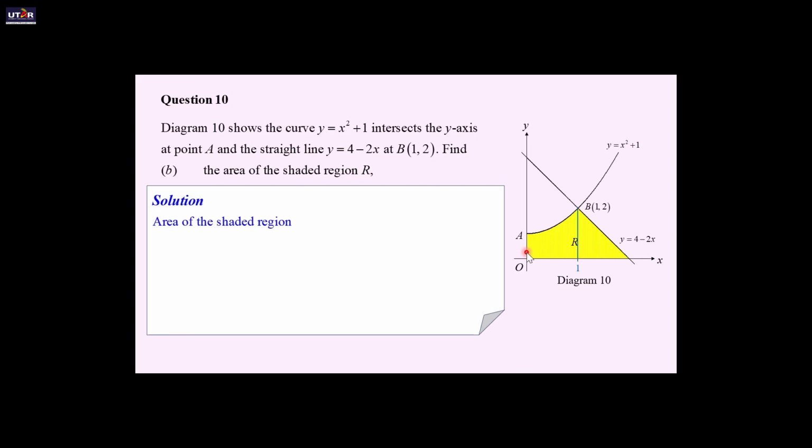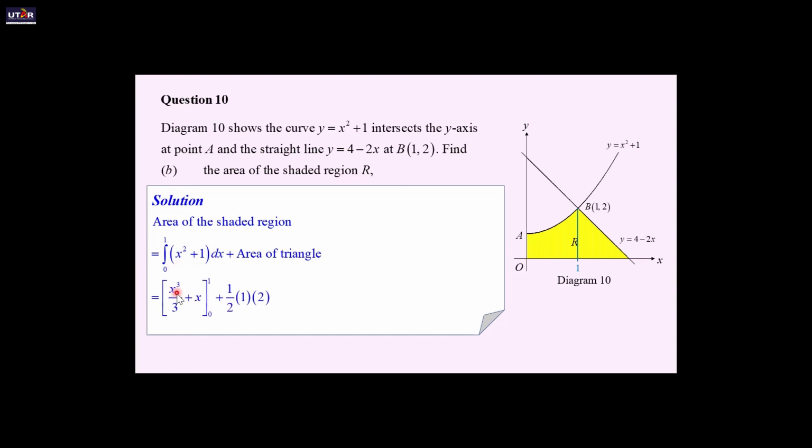The first part is the area under the curve from x equal to 0 until x equal to 1, and also the triangle from x equal to 1 until x equal to this part. So we have to find the x-intercept based on the equation of the straight line. The area under the curve is the integral of x squared plus 1 with respect to x from 0 to 1, added along with the area of the triangle.